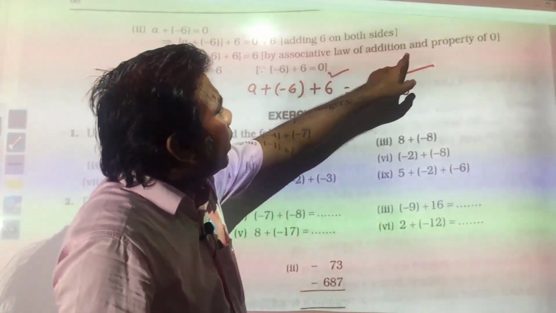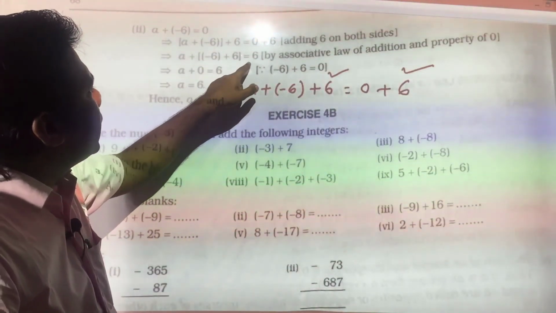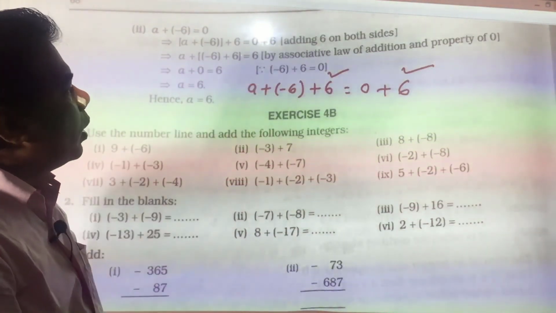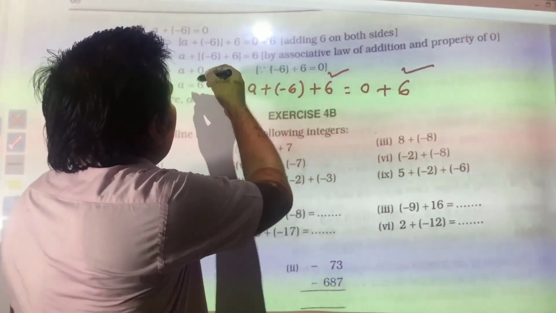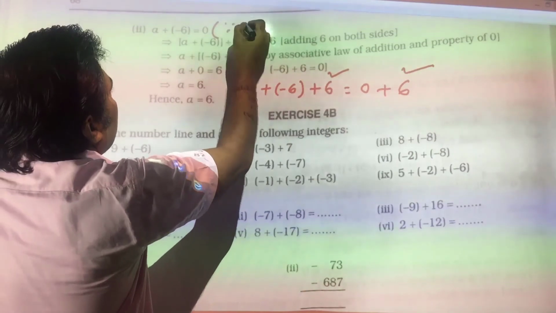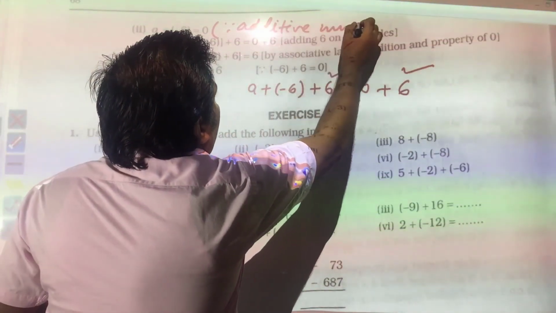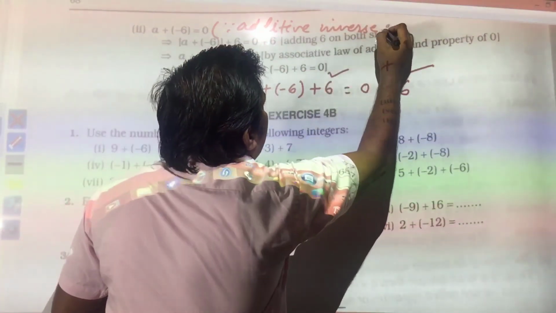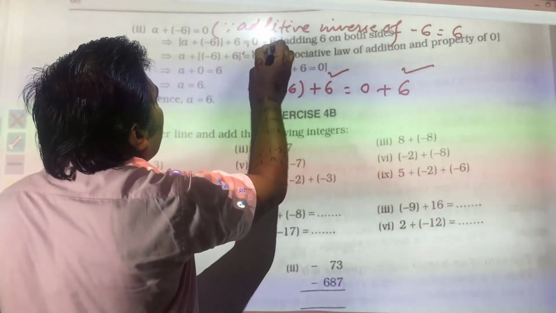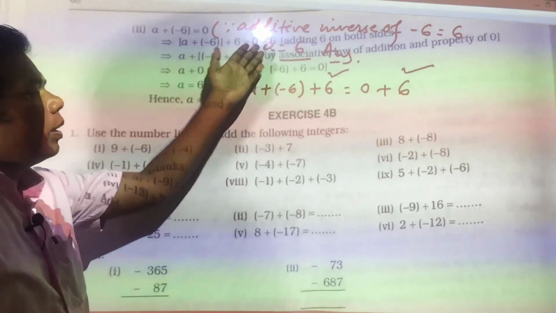By the associative law of addition and the property of 0, we have got a plus minus 6 plus 6 is equal to 6, and a plus 0 is equal to 6. So it is better, only you need to write over here, since the additive inverse of minus 6 is equal to 6, therefore a will be 6. This will be your answer. In this way it will be better to write.